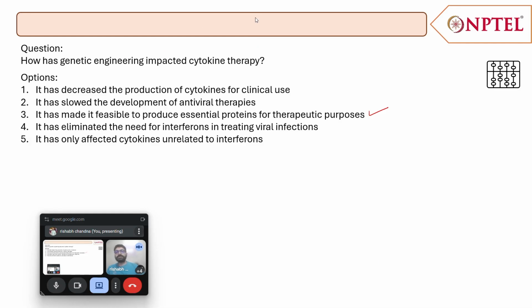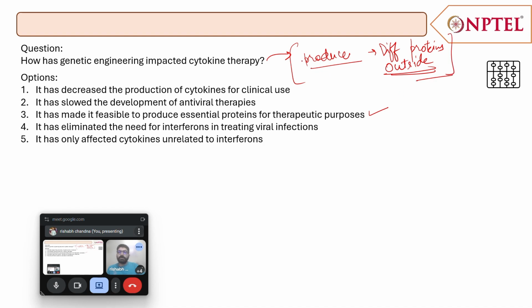It has decreased. So basically, genetic engineering means that we can produce different proteins outside. Okay, so this is the major use of genetic engineering. So we can actually engineer proteins for their high yield or their activity.